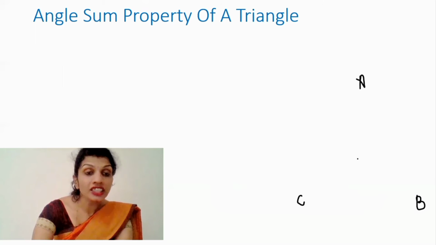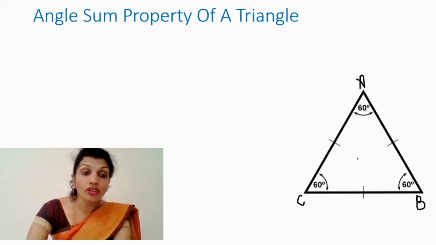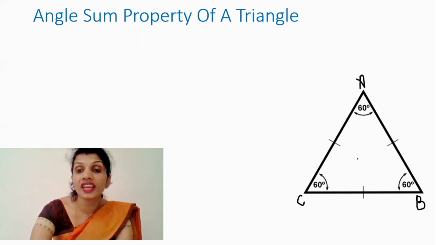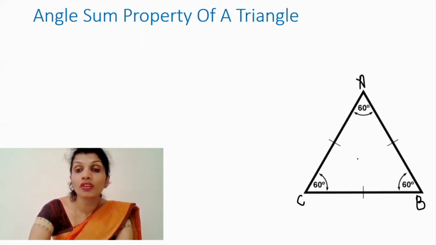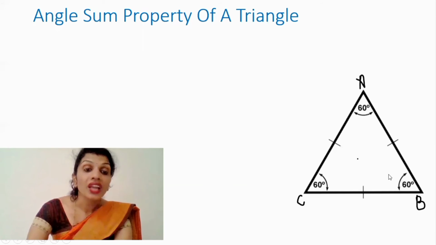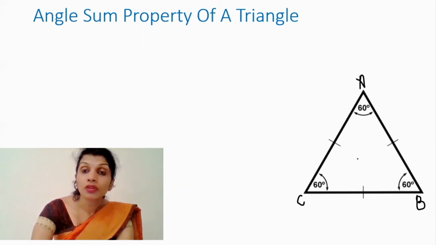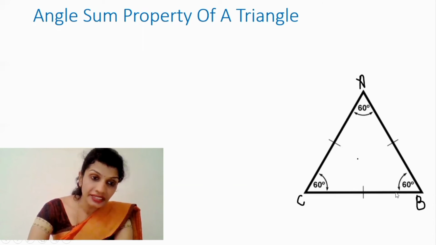Now the next property we are going to learn is the angle sum property of a triangle. As you see here, I have drawn a triangle, and if I measure it with the help of a protractor, I see that this angle is 60, this angle is 60, and this angle is 60. By name only you can see that it's an equilateral triangle. Why? Because all three sides are equal, and it is also an acute triangle because all three angles are less than 90 degrees.